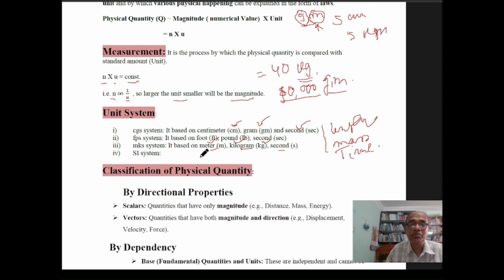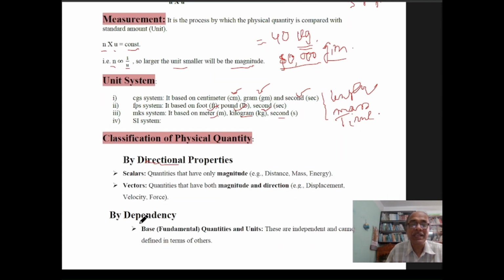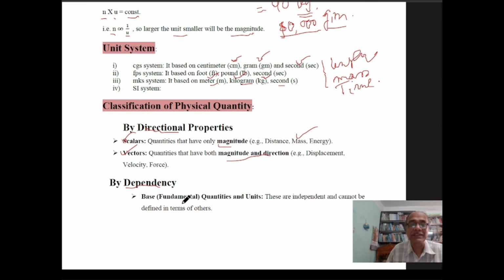Now we move to the classification of physical quantities. Physical quantities can be classified in two ways: one is directional properties and the other is dependence properties. Directional properties: scalar type and vector type. Details of scalar and vector we will discuss in another chapter, motion in a plane. Here I am giving only the fundamental things. Scalar quantities only have magnitude, but vector quantities have both magnitude and direction. Mass is a scalar quantity, and velocity, displacement and force are vector quantities, having both magnitude and direction.